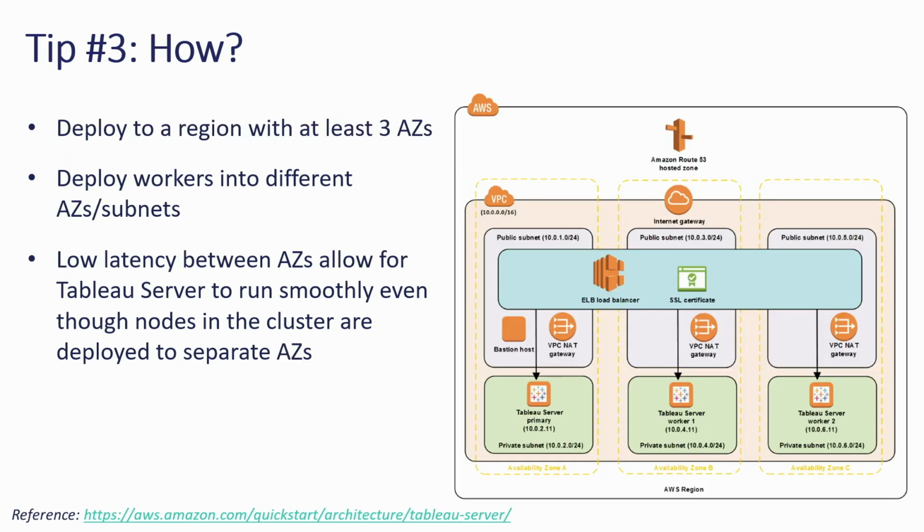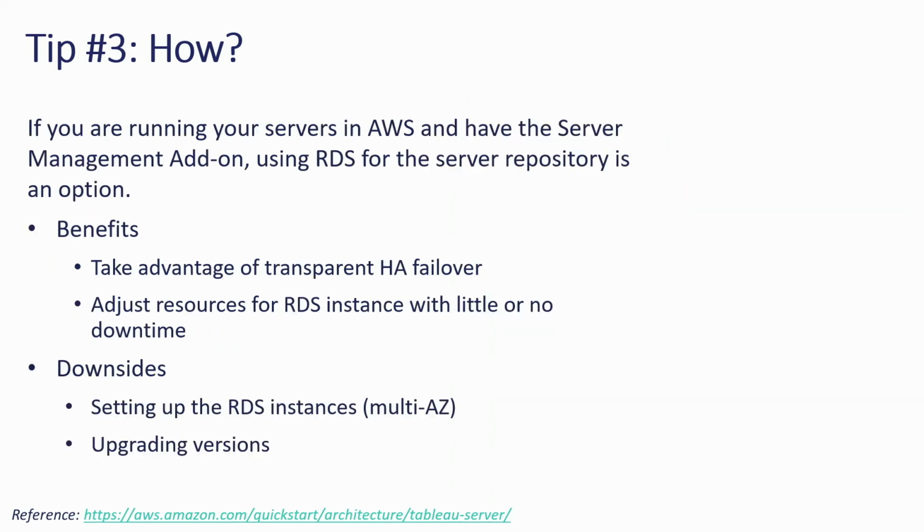This is just a diagram that shows a layout in the different availability zones. And also, this is the server management part with the RDS thing. I wanted to talk a little bit about some of the benefits and downsides. So the idea of this one is, instead of using the built-in repository, that is the Postgres database in Tableau Server, you set up an RDS instance within AWS, and then you tell Tableau Server, hey, when you want to use the repository, it's over there.